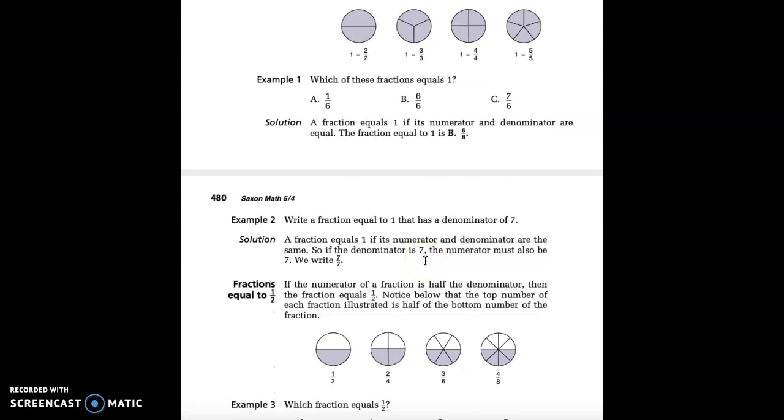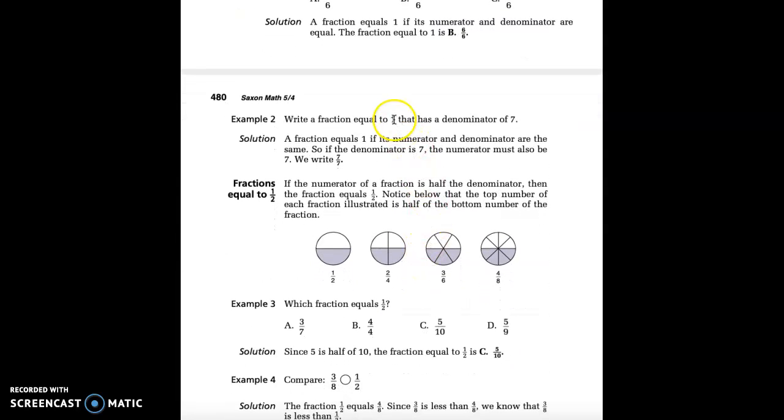Let's go down to example 2. It says write a fraction equal to 1 that has a denominator of 7. We know that when our numerator and our denominator are the same number, then your fraction is equal to 1. So if our denominator is 7, our numerator must be 7.